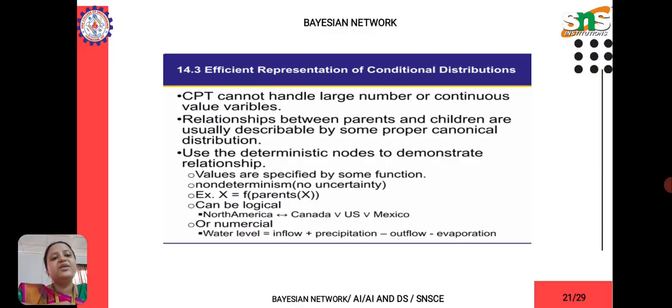In this they have stated an example of how North America is made up of Canada, US and Mexico. And how it can be non-numerical: when you have a water flow, you have different processes, that is inflow, precipitation, the outflow and the evaporation. You can't actually calculate the rainfall or how evaporation is involved, so that is what is implemented over here.